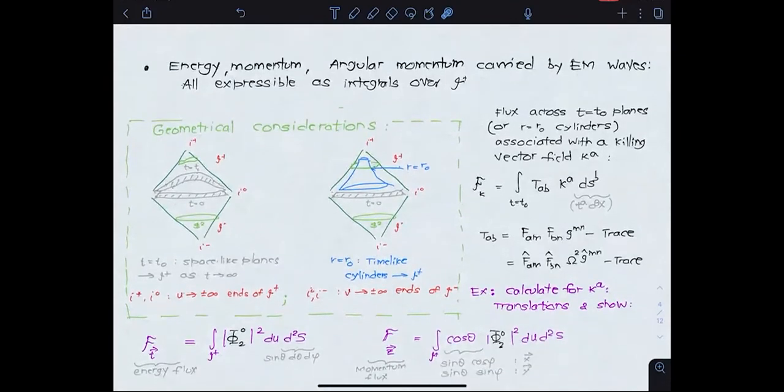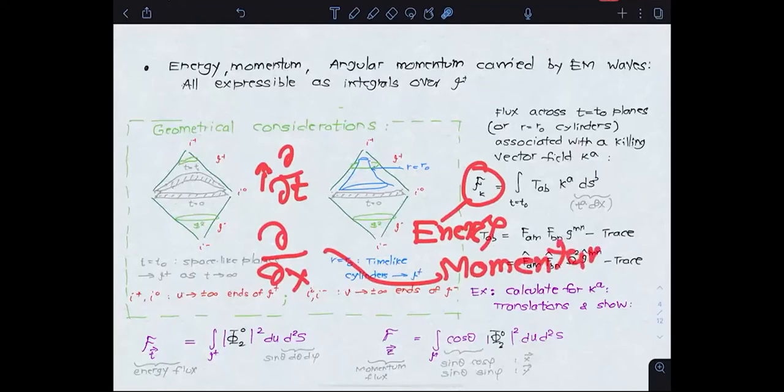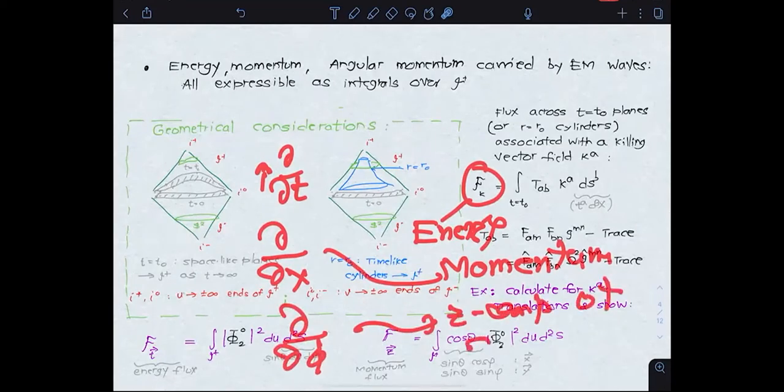Now you all know that the flux of various quantities is associated with a Killing vector field. If the Killing vector field is the time translation, d by dt, then this flux will be the energy flux. If the Killing vector field is d by dx, then the flux will be the x component of the 3-momentum flux. If it is d by d phi, then I will get the z component of angular momentum.